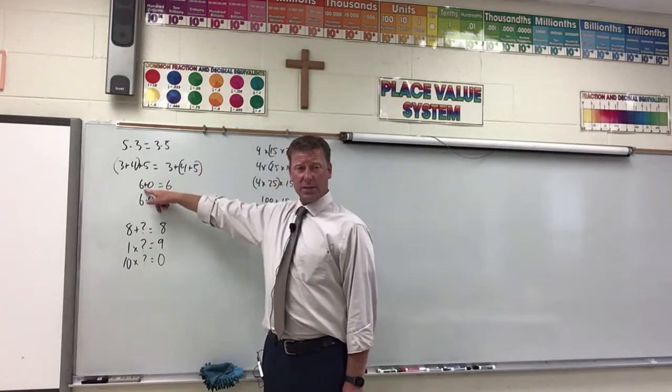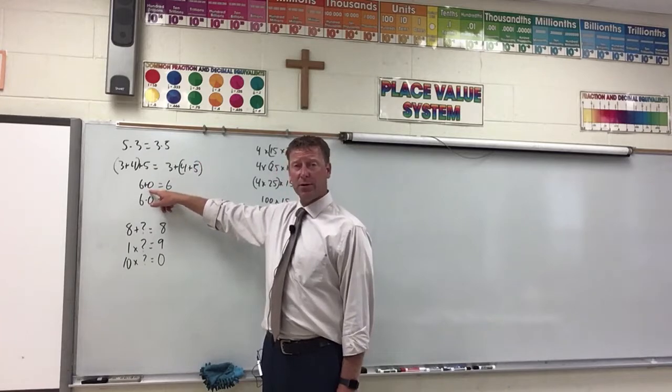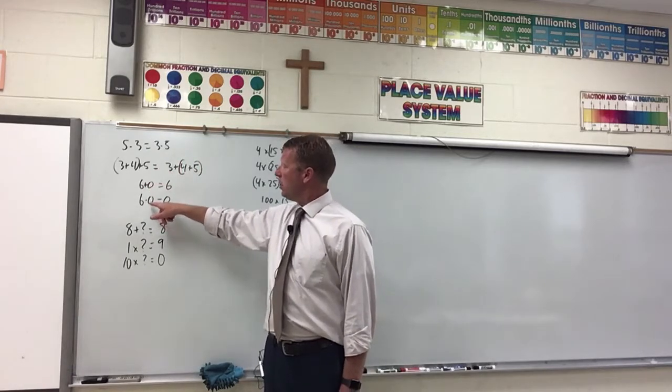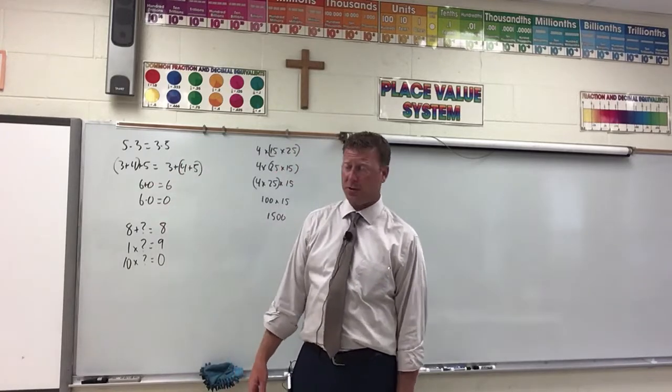I started with 6 on the left. I ended with 6 on the right. It kept its identity. I'm adding plus 0, the identity property of addition. Multiplying by 0 equals 0. That's the 0 property of multiplication.